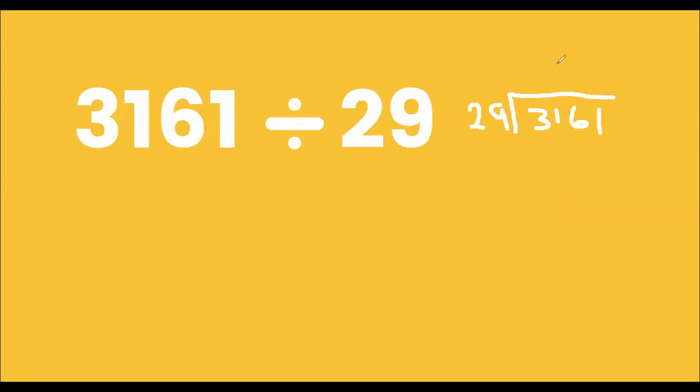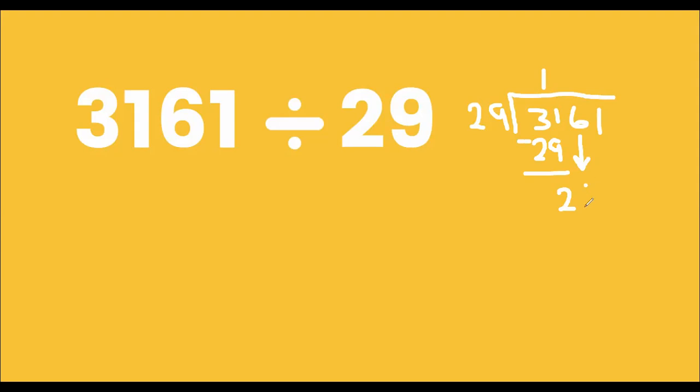Okay, so the first question is, how many times does 29 go into 3? And it doesn't. So you can either pop the 0 there and start by doing nothing times 29 is nothing, 3 take nothing is nothing, and bring down the 1. But I'm just going to go, how many times does 29 go into 31? And my answer is 1. So the next step is 1 times 29 is 29. And then we do 31 take 29, and that would leave us with 2.